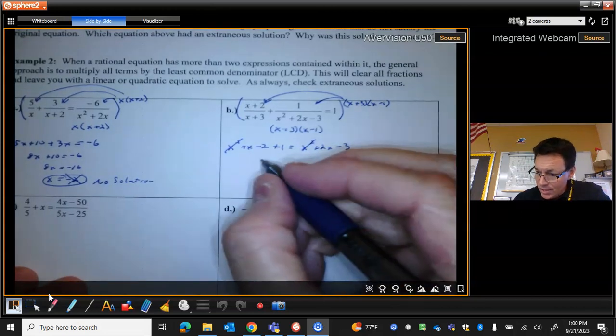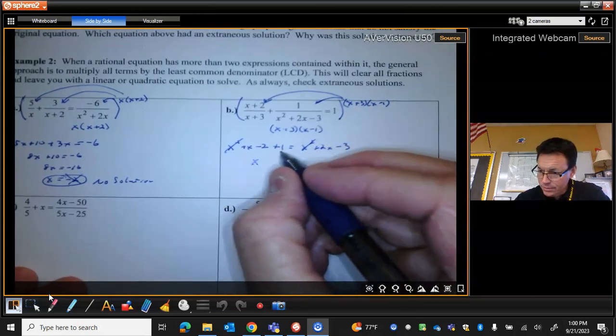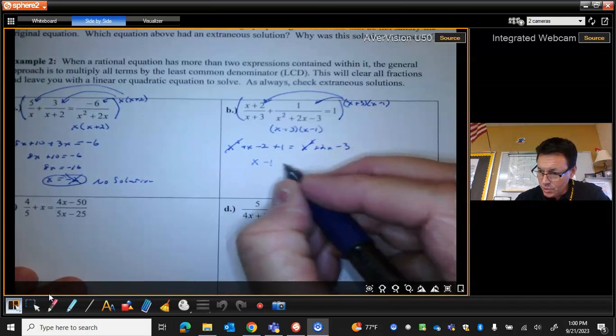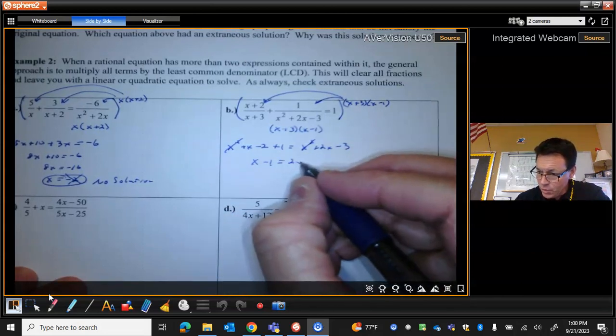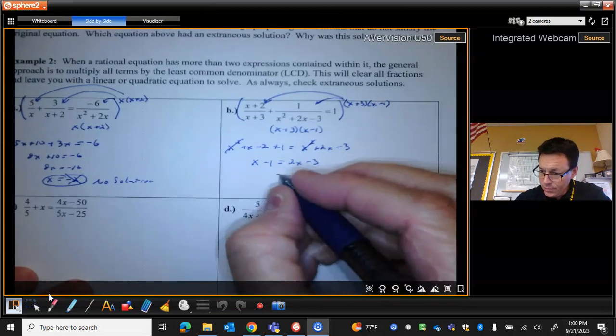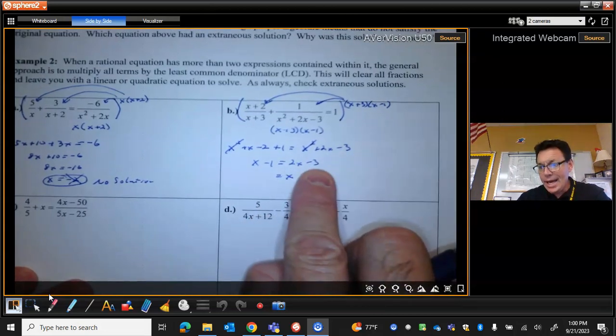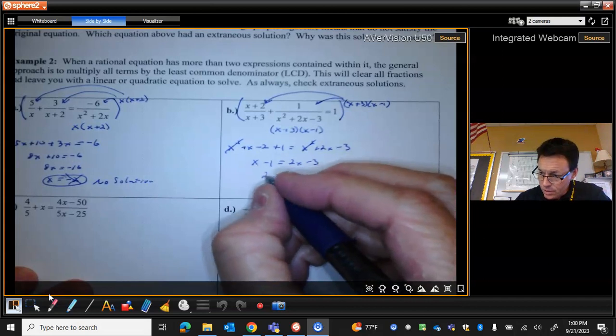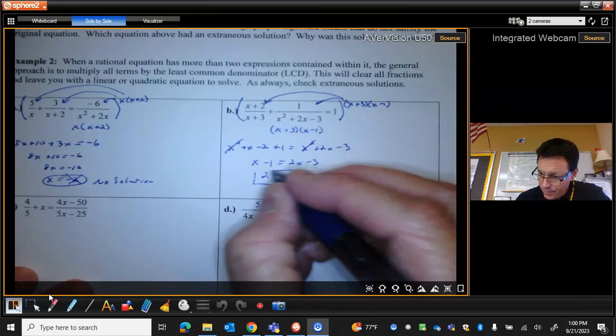So now I just have x, well, minus 2 plus 1. That's minus 1. And then over here, I have 2x minus 3. So I can move these x's over here. That's going to be an x. I can add these 3 over to here. That's 2, and I'm going to get x equals 2.